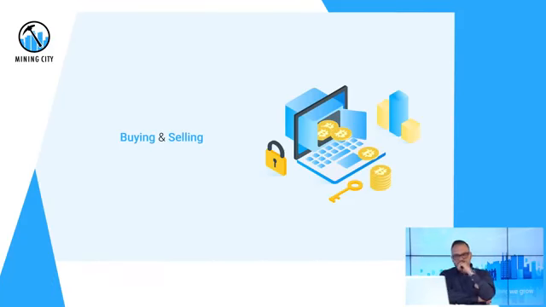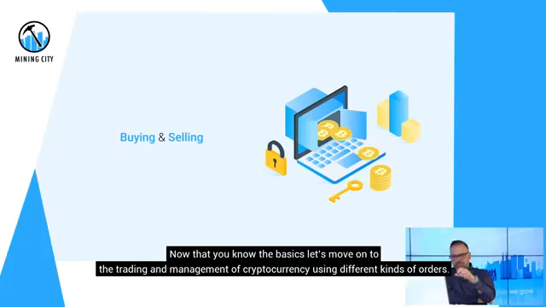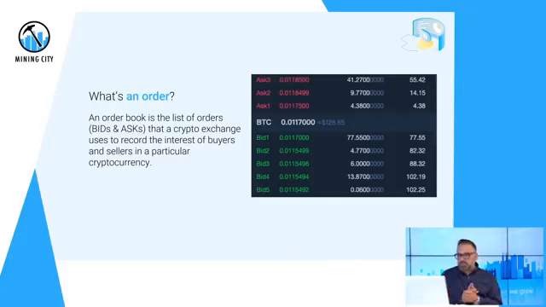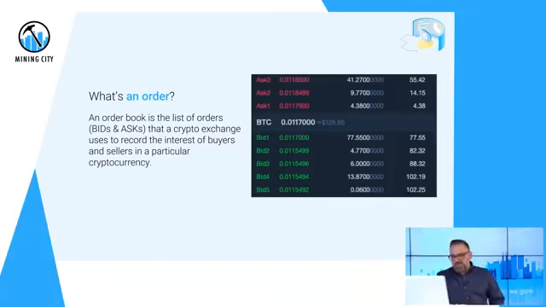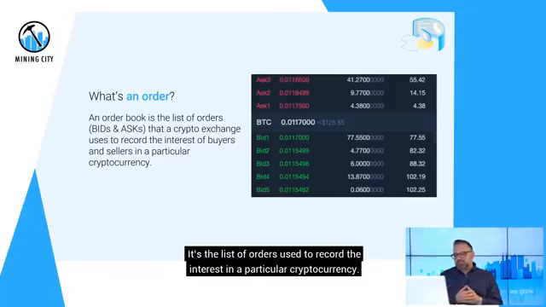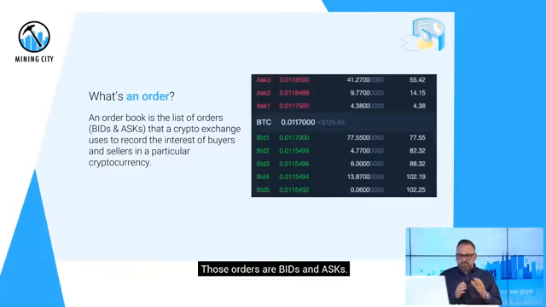So, now that you know the basics of the trends, let us move on to the trading and management of cryptocurrency by using different kinds of orders, okay? You see, on every exchange, there is something called an order book. It is the list of orders that are used to record the interest in a particular cryptocurrency. The orders are bids and asks.